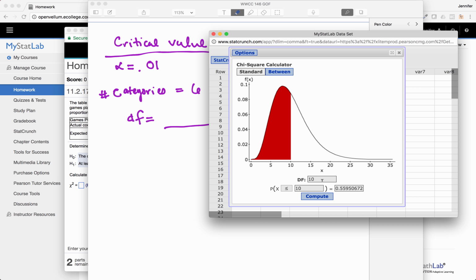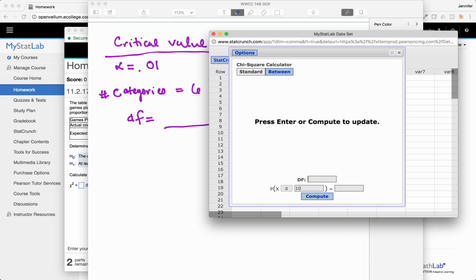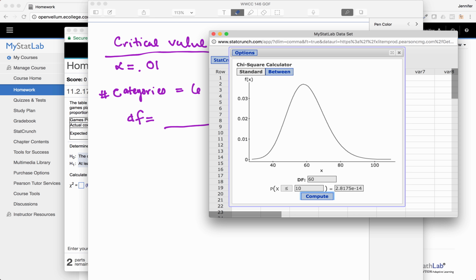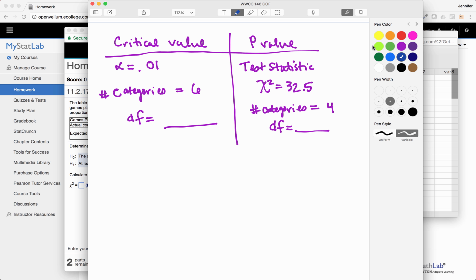So if I put in degrees of freedom of 60 and pushed compute, you can see that that looks more normal now. What we'll be doing is typing in our degrees of freedom and then filling in either this box or this box and then computing an answer. So let's go back over to what I was going to use as an example.